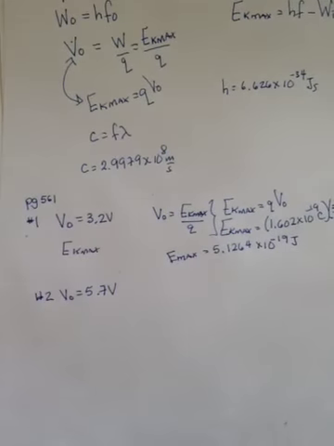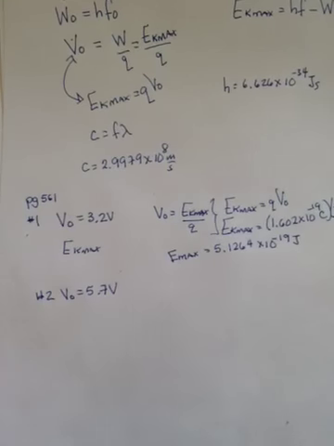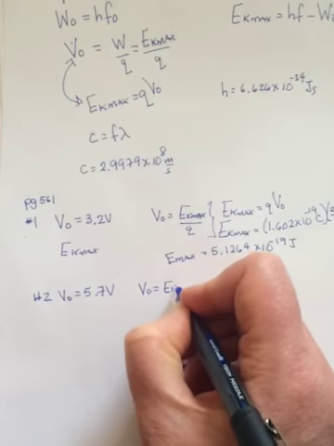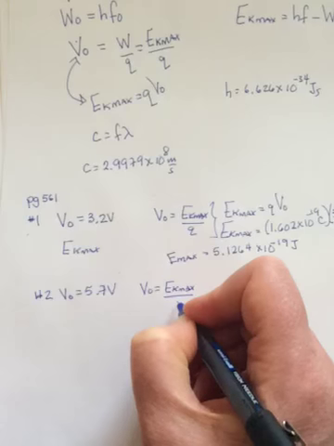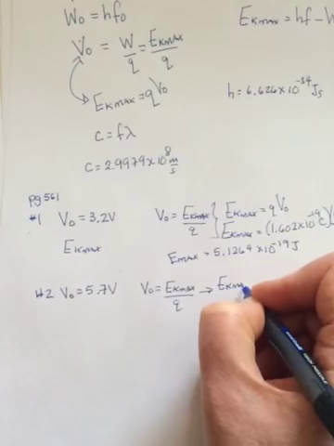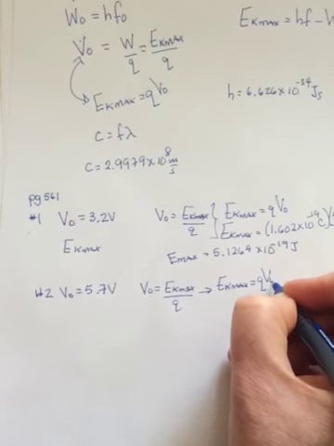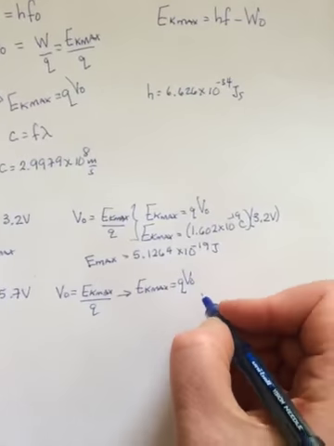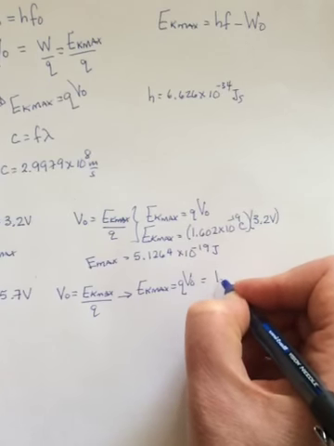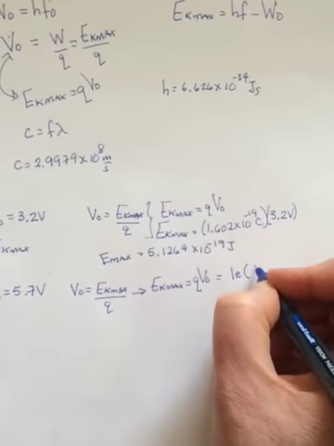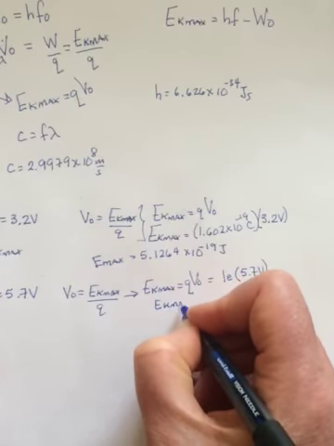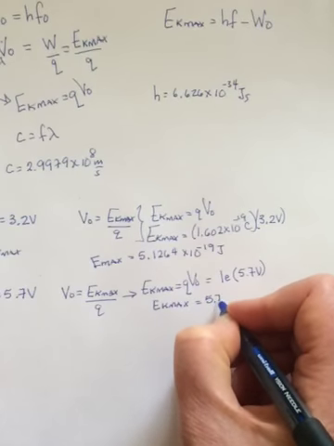Calculate the kinetic energy in electron volts of the photoelectrons emitted. So again, VO is equal to EK max over Q. So EK max is equal to Q times VO. Now, if they want it in electron volts, instead of putting your charge in coulombs, put your charge in electrons. So it's 1 electron times 5.7 volts. And lo and behold, you get an EK max of 5.7 electron volts.